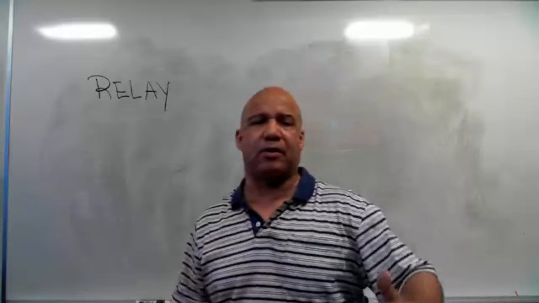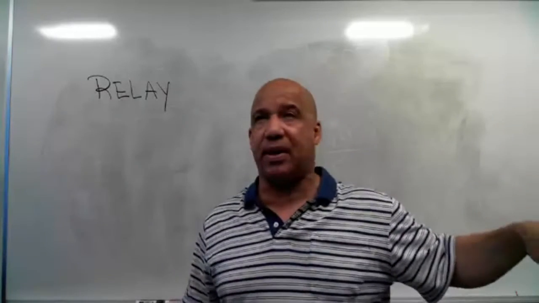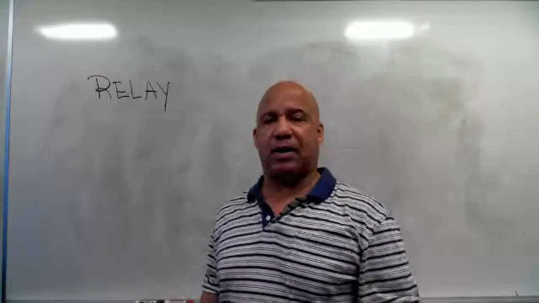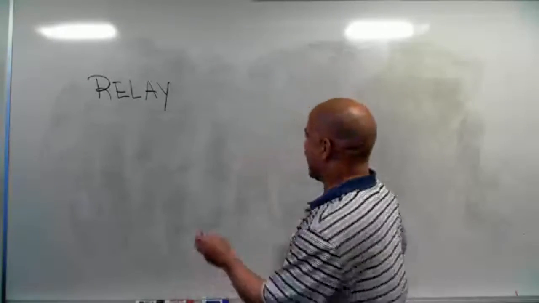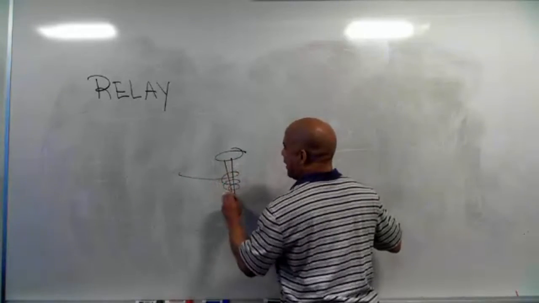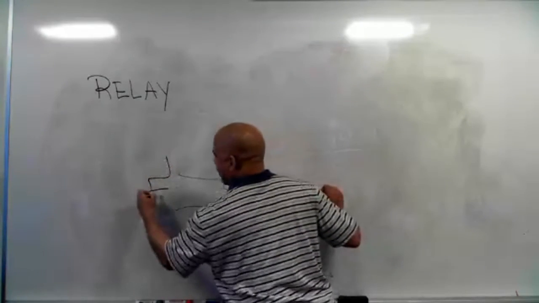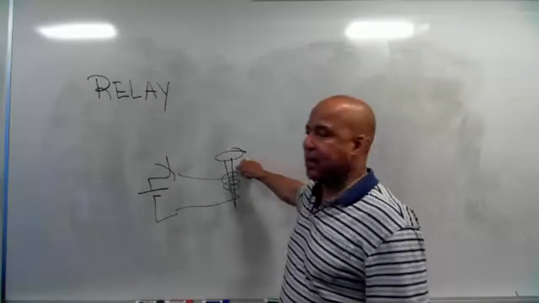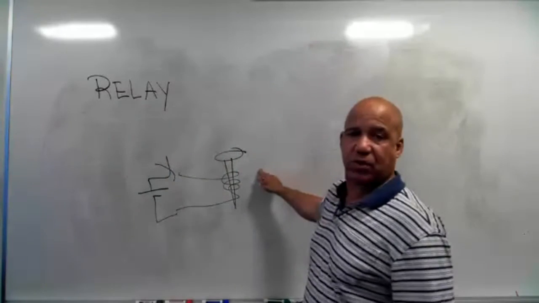You may be familiar somewhere along the line, maybe in 3rd, 4th, 5th, 6th grade, you might have made something called an electromagnet. If you've ever taken a nail, you can wrap wire around that nail and hook that up to a battery. When you close that switch, then that nail becomes a magnet. If you open the switch, the magnetism disappears.